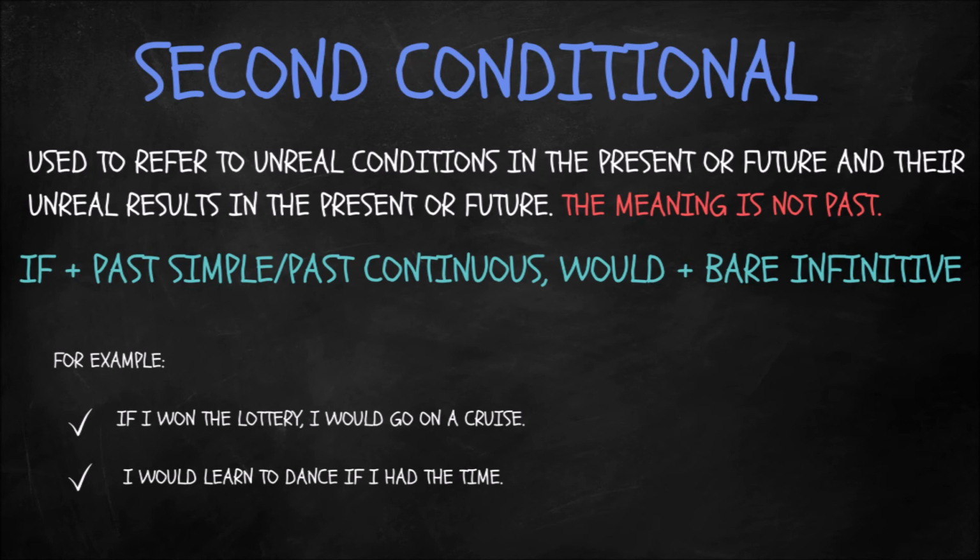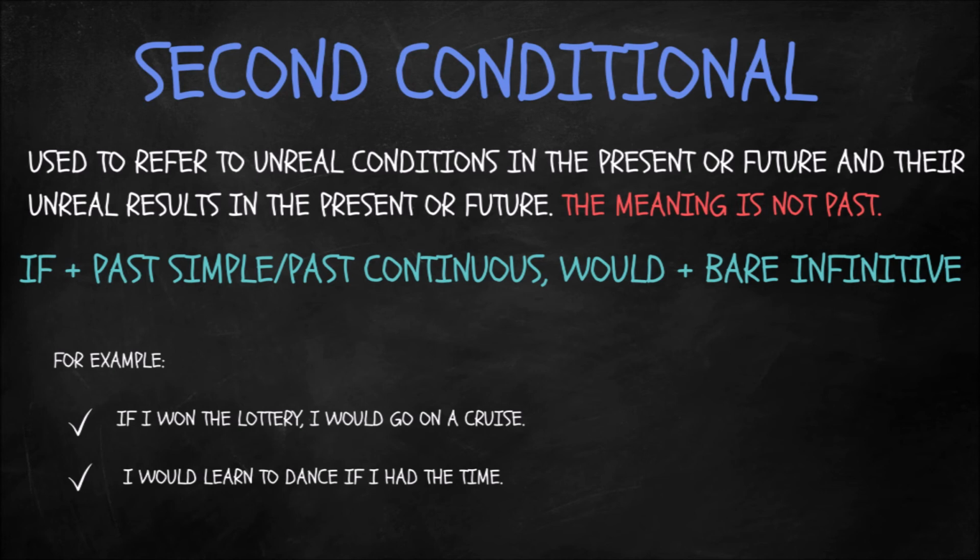Again, similar with the first conditional, here in the second conditional, you can use other modal verbs instead of would, such as could or might. And again, let's compare that. So if I won the lottery, I would go on a cruise. Or if I won the lottery, I could go on a cruise. And basically that's saying I would have the ability to go on a cruise, but I might not choose to, but I could if I wanted to.